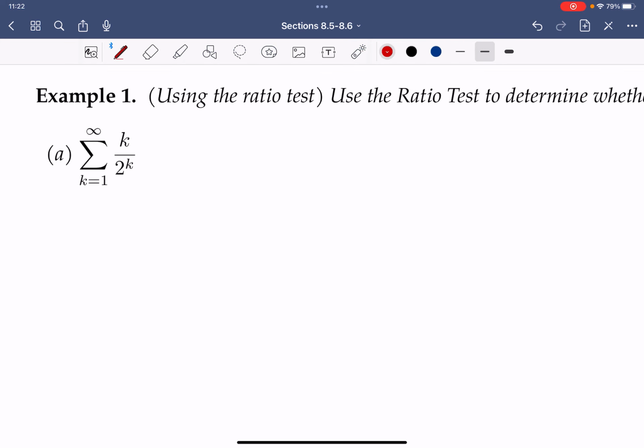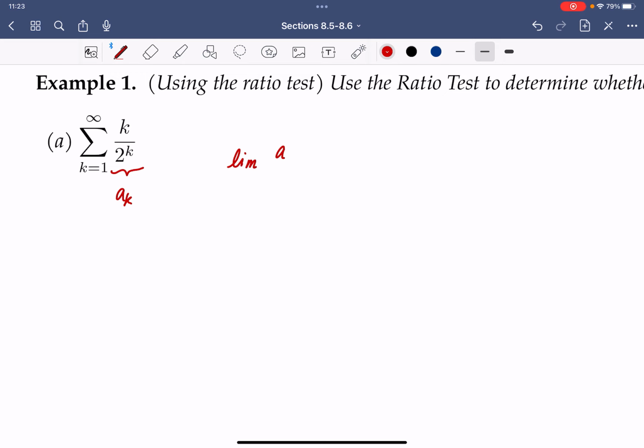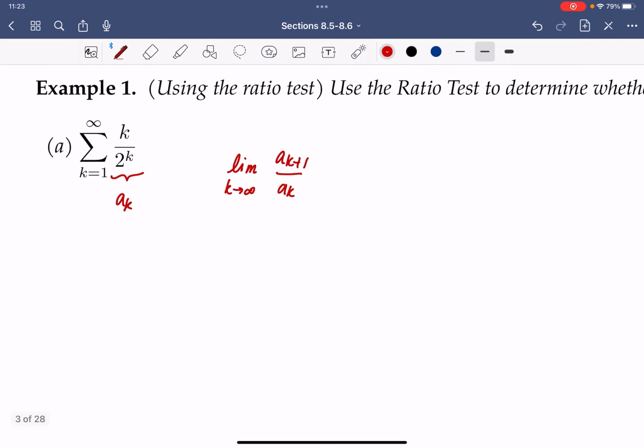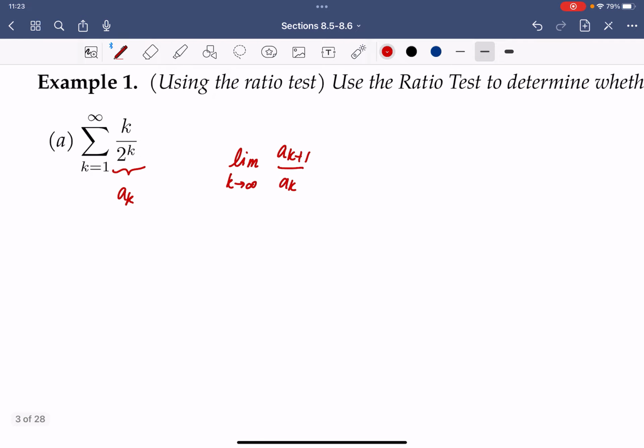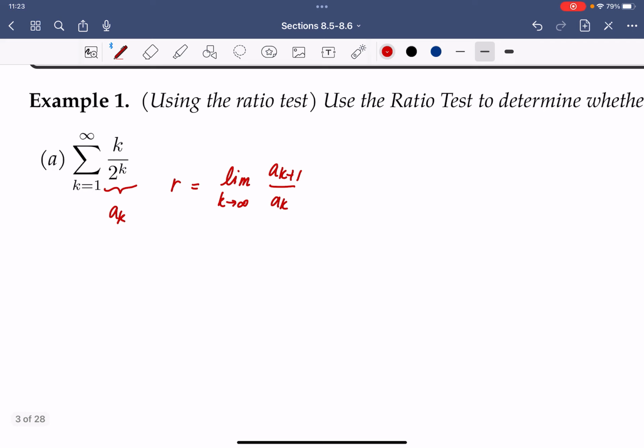First of all, you take a look. This is your a subscript k, right? You're going to take the limit of a_(k+1) over a_k, and then you're trying to compute the limit of this one. If it is less than 1, convergent; bigger than 1, divergent; equal to 1, no conclusion. That is all you need to know. So compute this limit R. Hopefully it's going to be something bigger than 1 or less than 1, so you are done, and then you know that it is convergent or divergent.